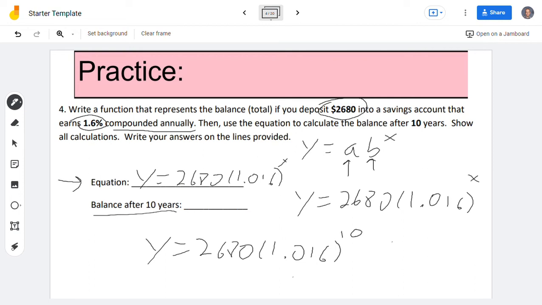When we plug that into a calculator, we end up with a total of 3,141.028, and that decimal keeps going. Since this is money, we're going to round to 2 decimal places right here to give us our cents. So that would be $3,141.03 for our final answer there.